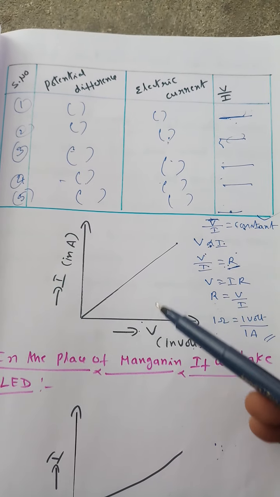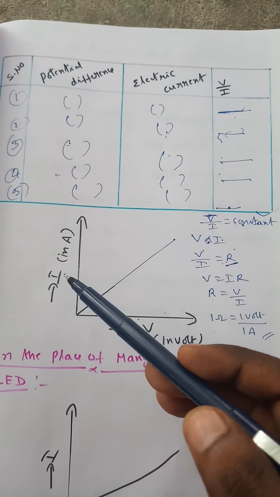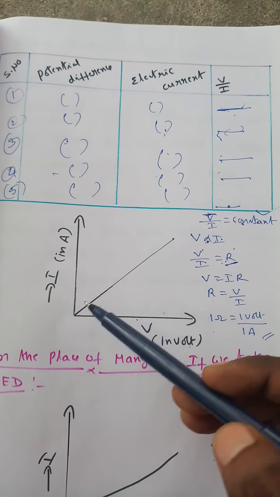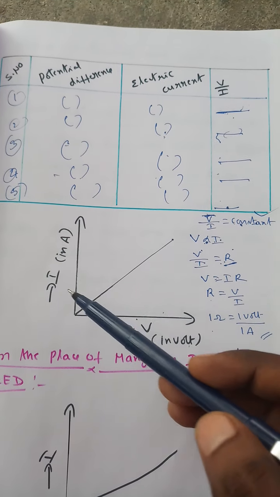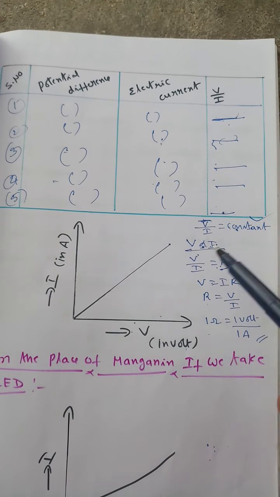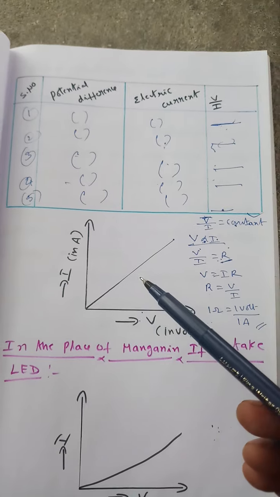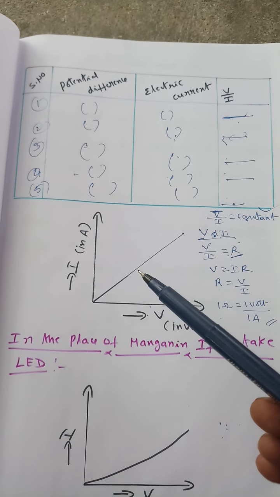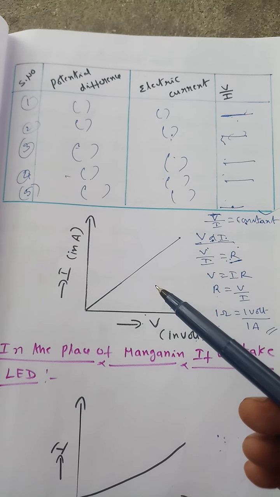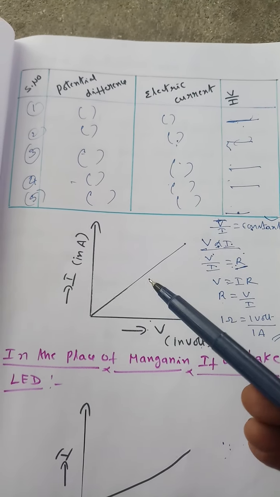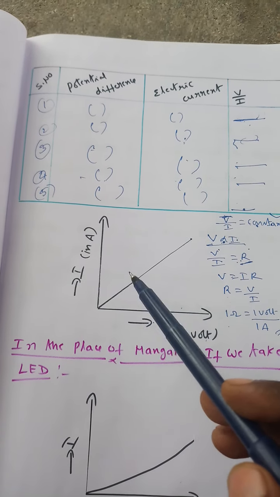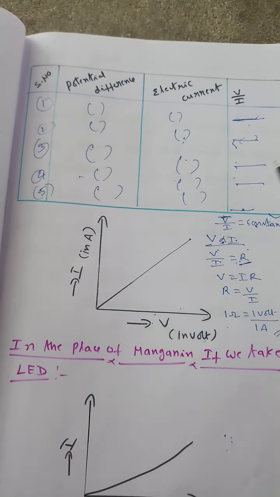That means when we draw the graph between voltage and current, if the graph is a straight line, that indicates that voltage and current are directly proportional, and this is also Ohm's law. If we get a straight line graph, from the graph also we can verify Ohm's law. So this is the verification of Ohm's law from the graph and in the tabular form.